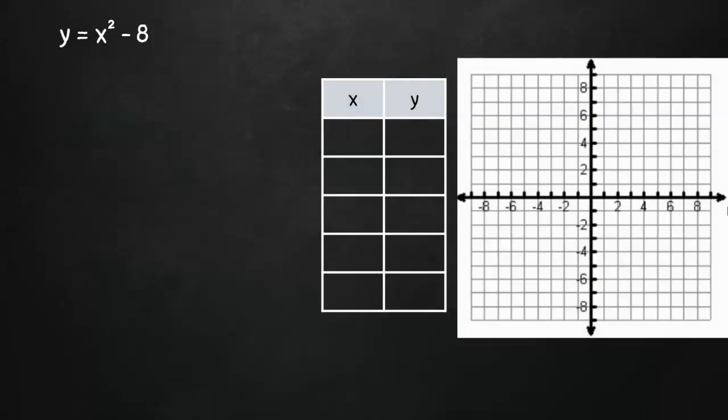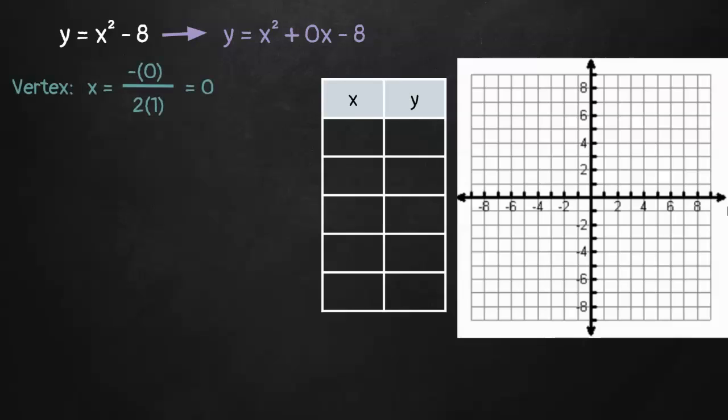Okay, one more example. Here, your quadratic equation is x squared minus 8. But notice that you don't have a b value. That's just like saying that there is a 0x. So finding your vertex, taking each of your values, 0 and 1, you'll get an x-coordinate of 0. So substitute that back into your quadratic equation. You'll get a y-coordinate of -8 with your vertex right at 0, -8.